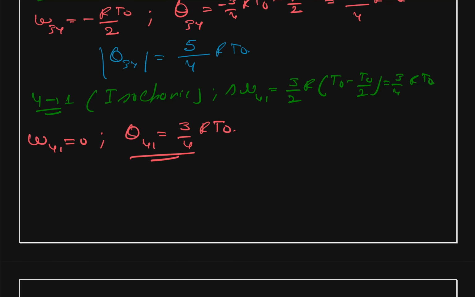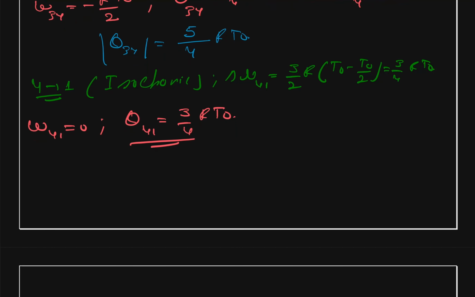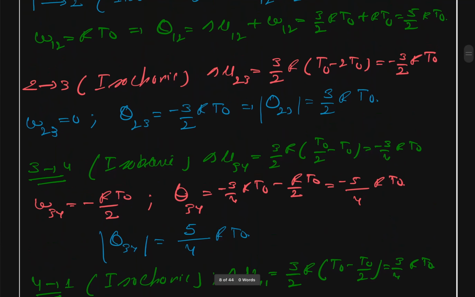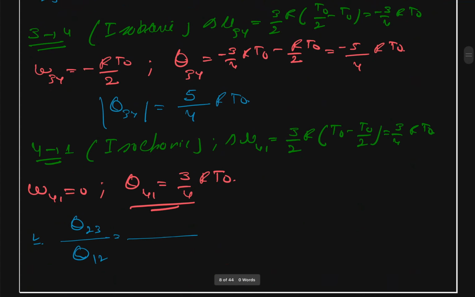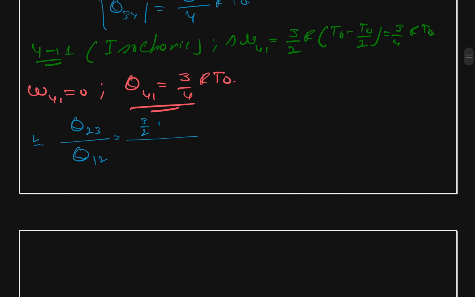Now we come to the ratio which we are supposed to find out. First we have to find the ratio of 2 to 3 and 1 to 2. For 2, 3 we have 3 by 2 R T naught, and for 1, 2 it is 5 by 2 R T naught. Here R T naught and the 2s cancel out, and this ratio comes as 3 by 5.